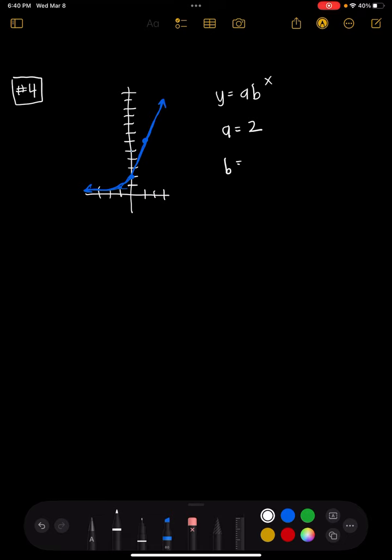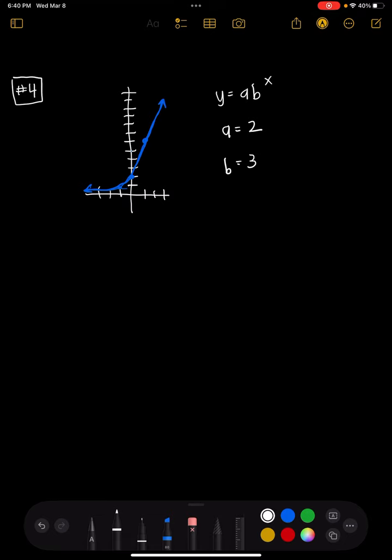And to decide that, we're going to do the same thing as we did on example number 3. We're going to look at what happens when x is equal to 0 and then when x is equal to 1. So when x is equal to 0, our y is 2. And then when x is equal to 1, it looks like our y is 6. So to go from 2 to 6, what did I have to multiply by? Well, 2 times 3 is 6, so our b must be 3.